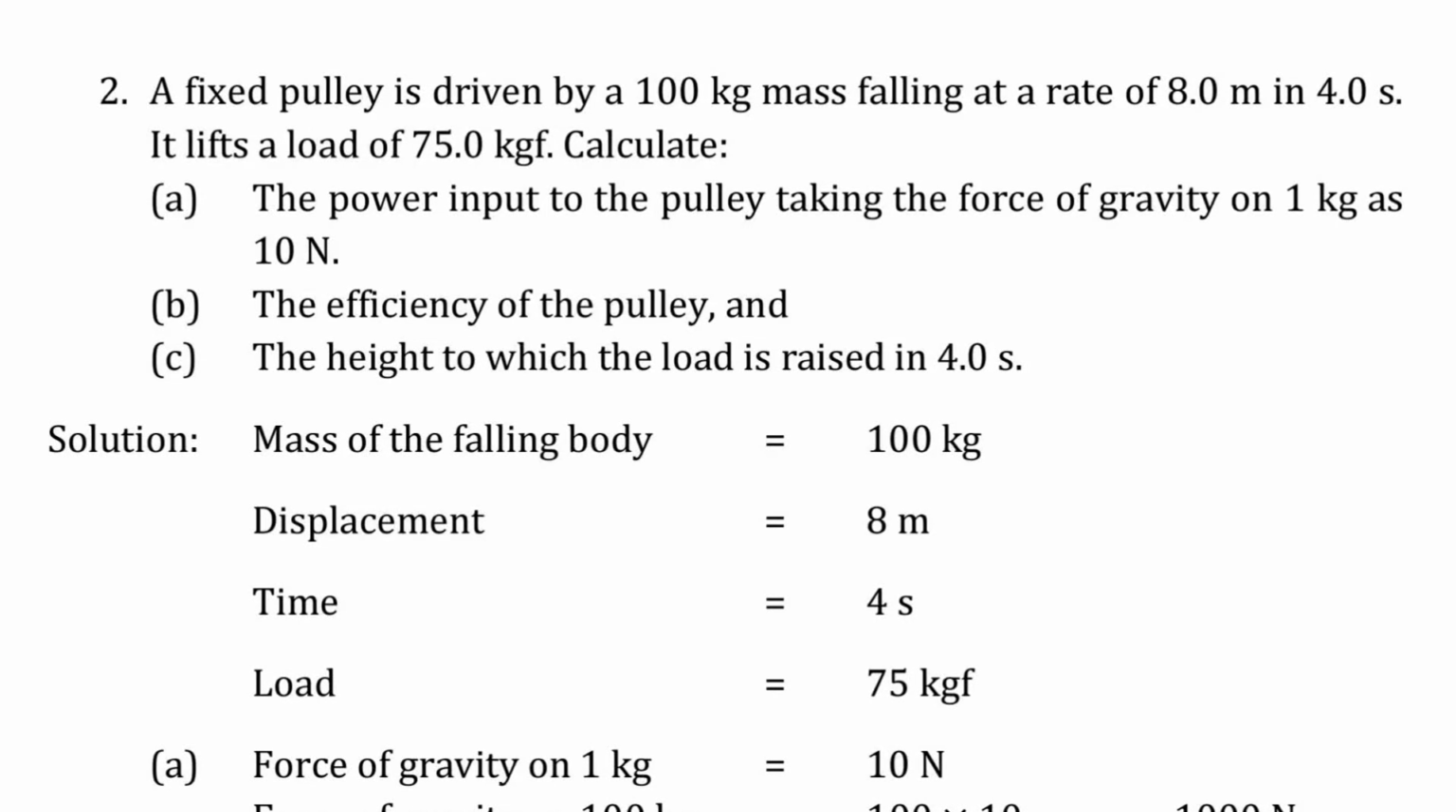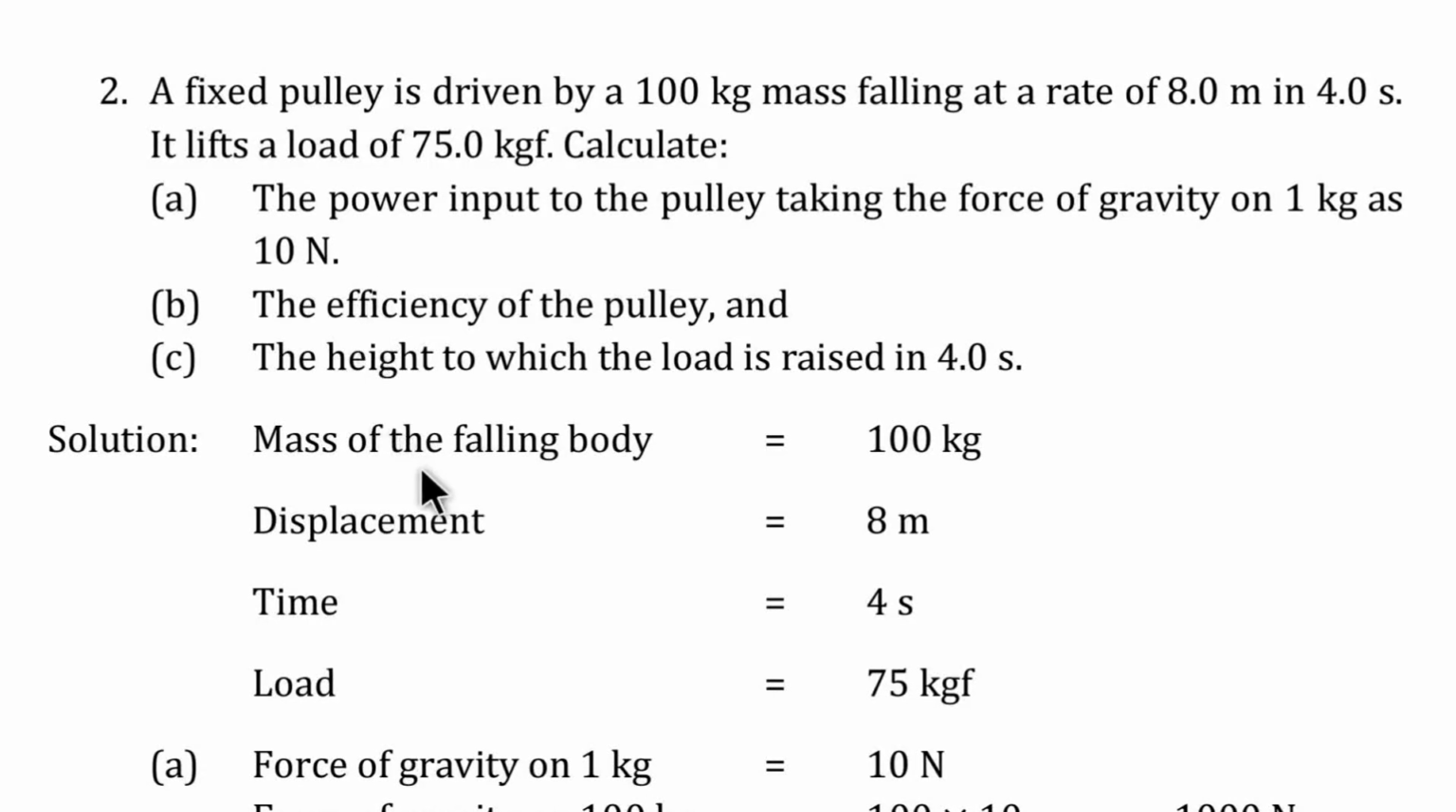So here a fixed pulley is there, in which at the effort side a 100 kg mass is falling at the rate of 8 meter in 4 seconds, and its load is 75 kgf. So in question A, you have to calculate the power input to the pulley, taking the force of gravity on 1 kg as 10 Newton.